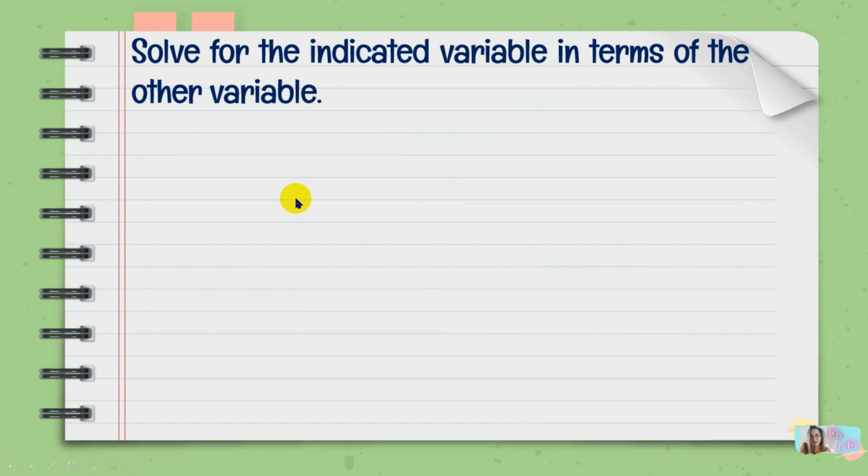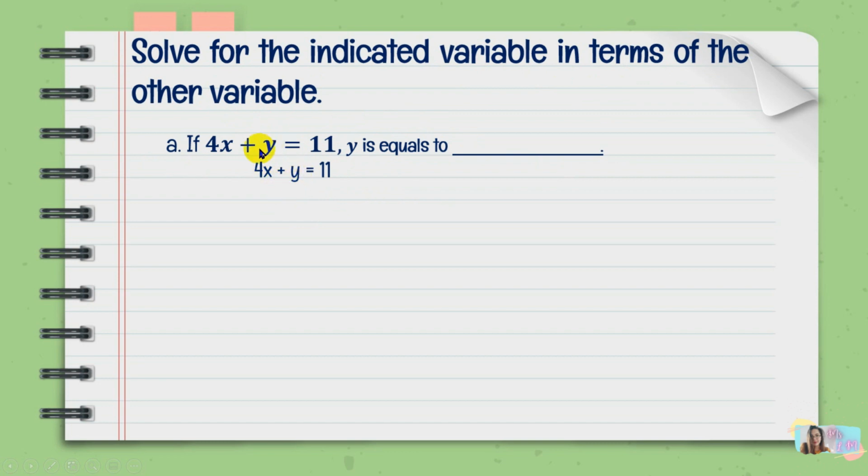So, meron tayo ditong equation wherein dito natin kukuhanin yung magiging value ni y. The direction says: solve for the indicated variable in terms of the other variable. If 4x plus y is equals to 11, y is equals to what? So, from this equation, ano daw kaya ang magiging equivalent ni y? We have 4x plus y is equals to 11. Kailangan natin is value lamang ni y.